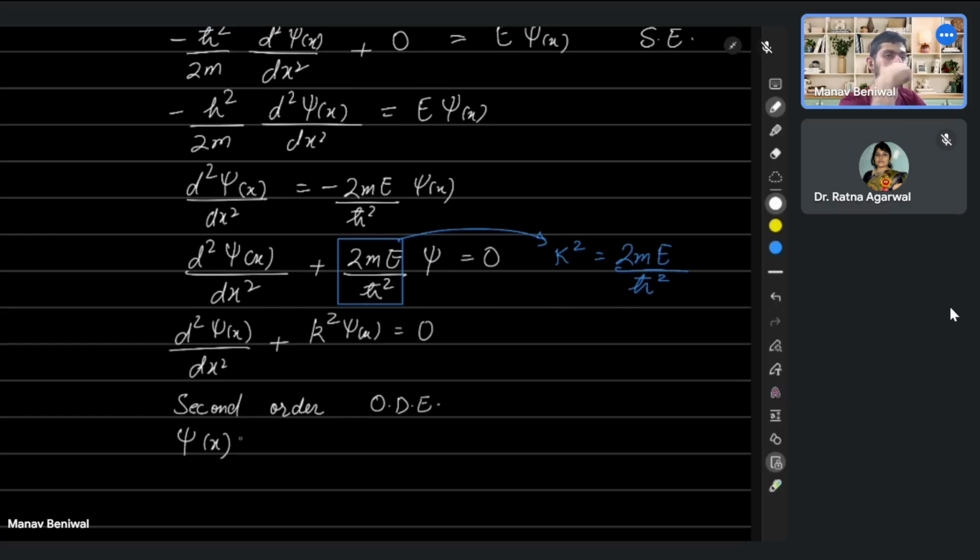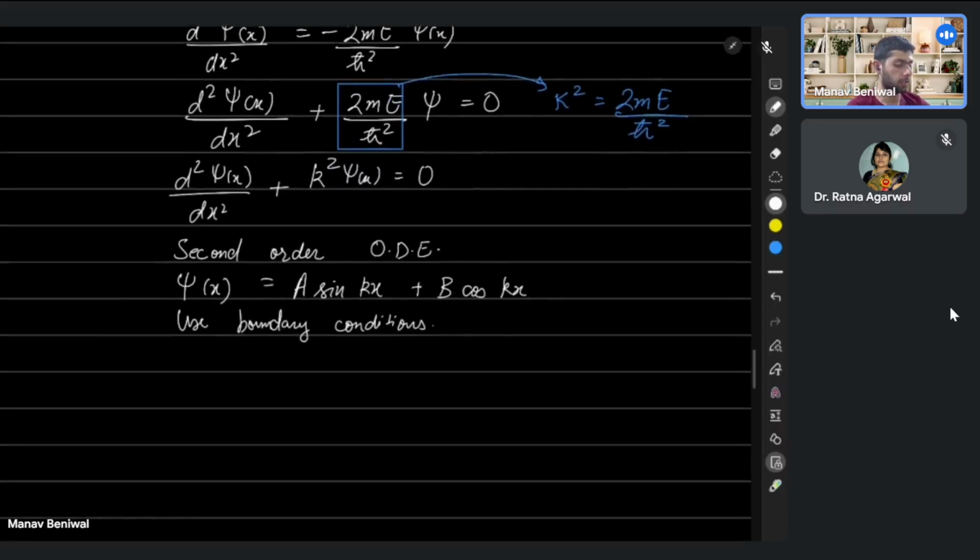And the general solution of this, psi of x, can be written as a sin kx plus b cos kx, where a and b are some constants. So a is a constant, b is a constant. Now what we do is use boundary conditions.